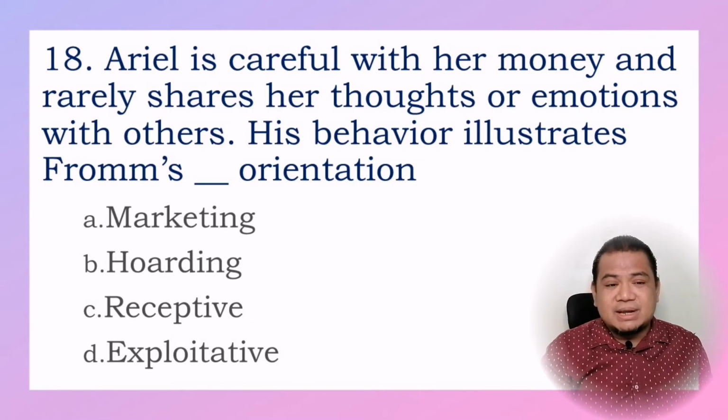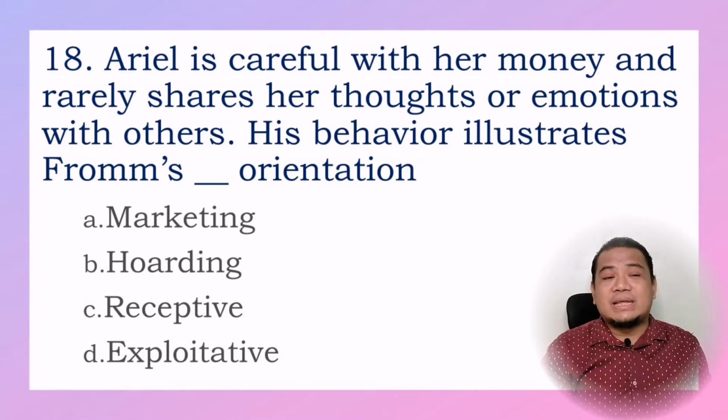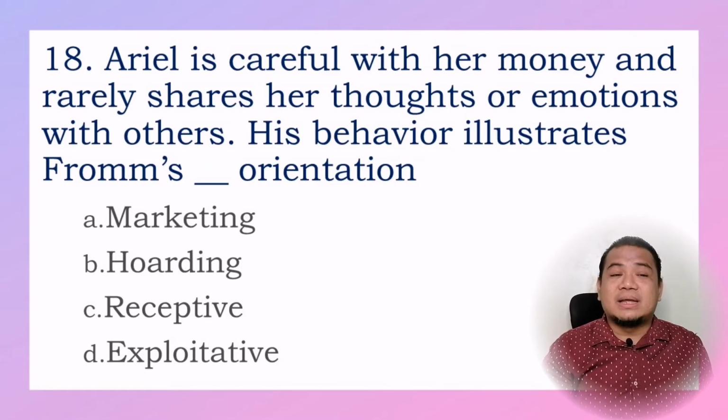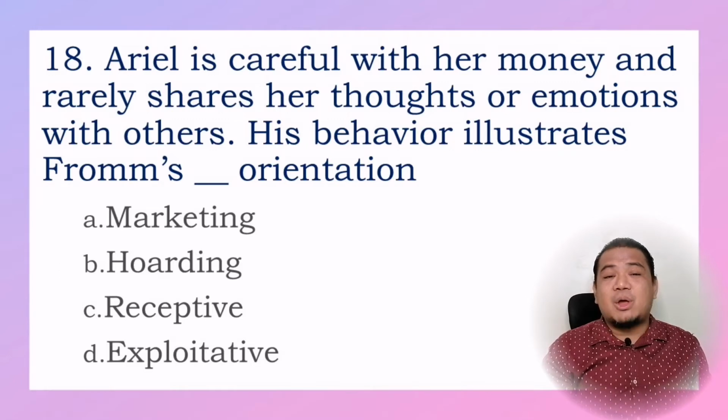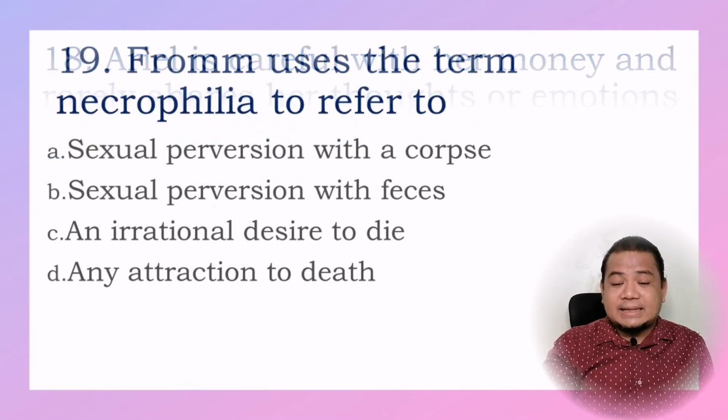Number 18. Ariel is careful with his money and rarely shares his thoughts or emotions with others. His behavior illustrates Fromm's blank orientation. Is it A. Marketing, B. Hoarding, C. Receptive, or D. Exploitative?